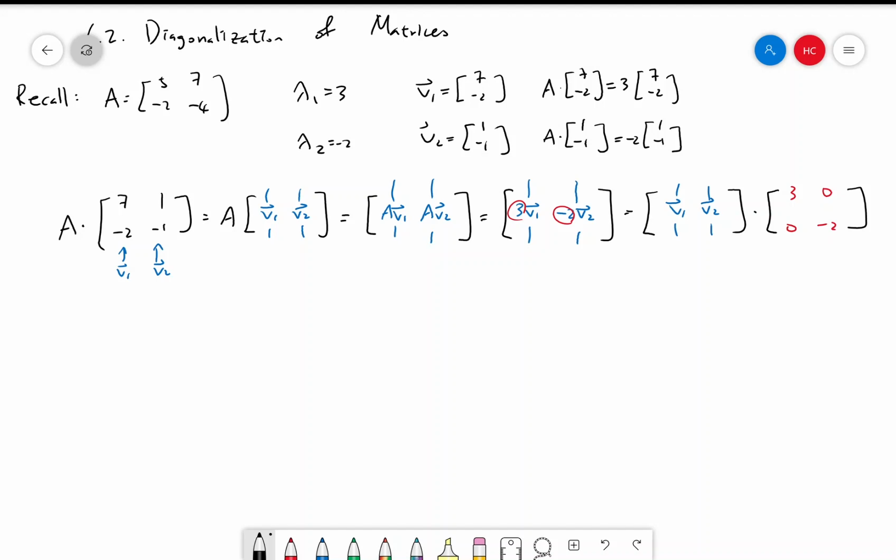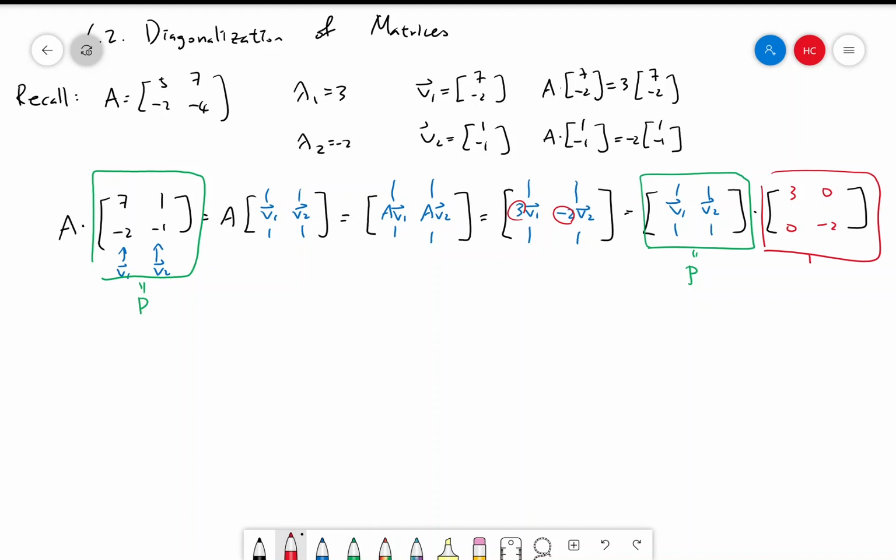times a diagonal matrix where the first entry is 3 and the second entry is -2. Alright, so let's give these things names. These are the same matrix, both with first column V1 and second column V2. Let's call this P. And let's call this D because this is a diagonal matrix. Then we have an equation which tells you A times P equals P times D.